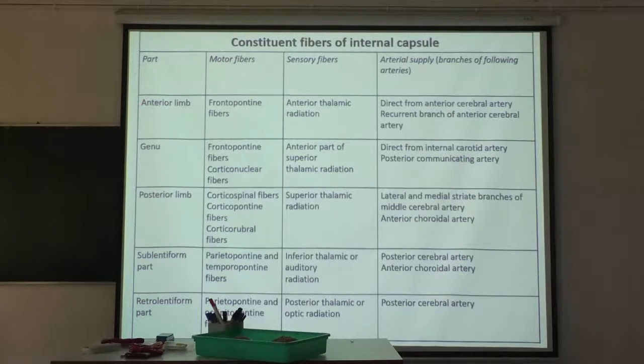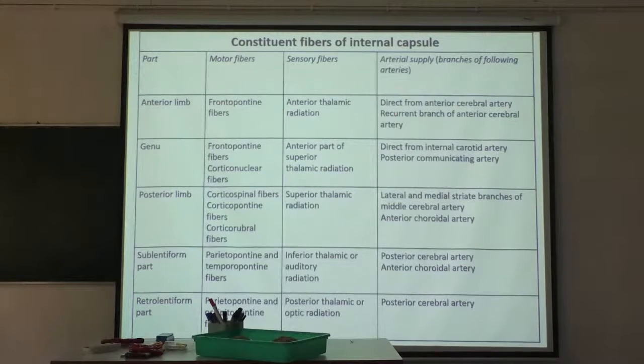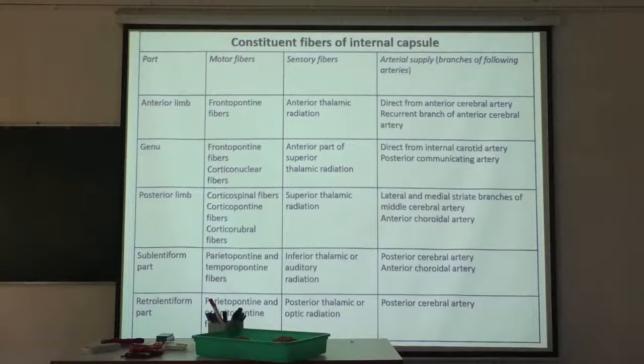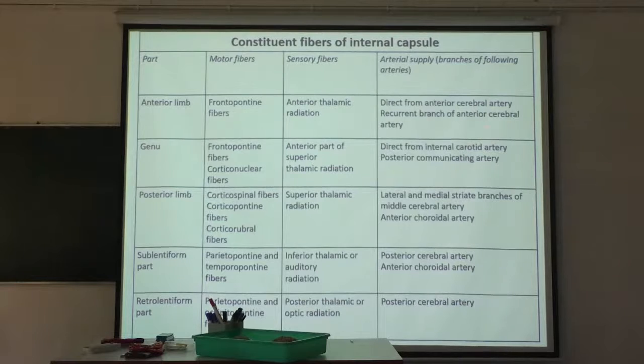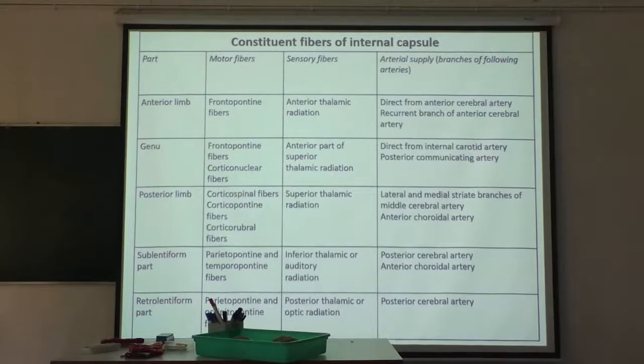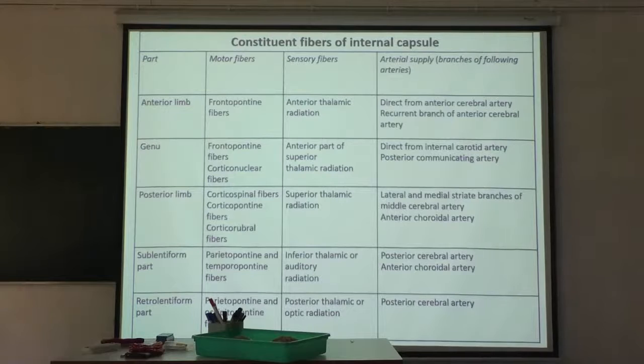So the anterior limb: motor fibers are frontopontine fibers, which we have seen in the previous picture, and sensory fibers are the anterior thalamic radiation. It is supplied by a direct branch from the anterior cerebral artery and the recurrent branch of the anterior cerebral artery. Then the genu has frontopontine fibers and corticonuclear fibers. Sensory fibers are the anterior part of the superior thalamic radiation. Arterial supply is a direct branch from the internal carotid artery and the posterior communicating artery.